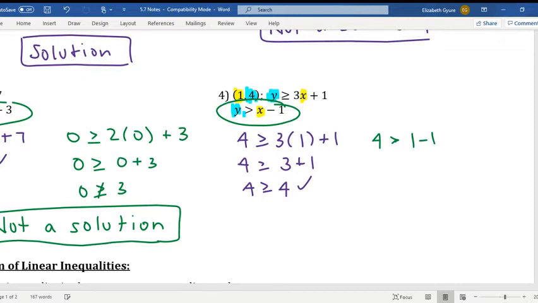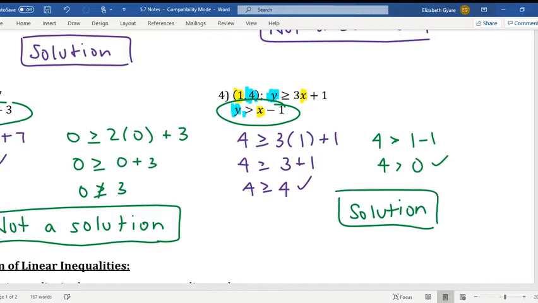Thank you. And here we only got the one thing to simplify. We got some subtraction over here. 1 minus 1 is just 0. Is 4 greater than 0? Yes or no? Definitely. So if they both work, what do we say? Yeah, we say that it is a solution. Very good.